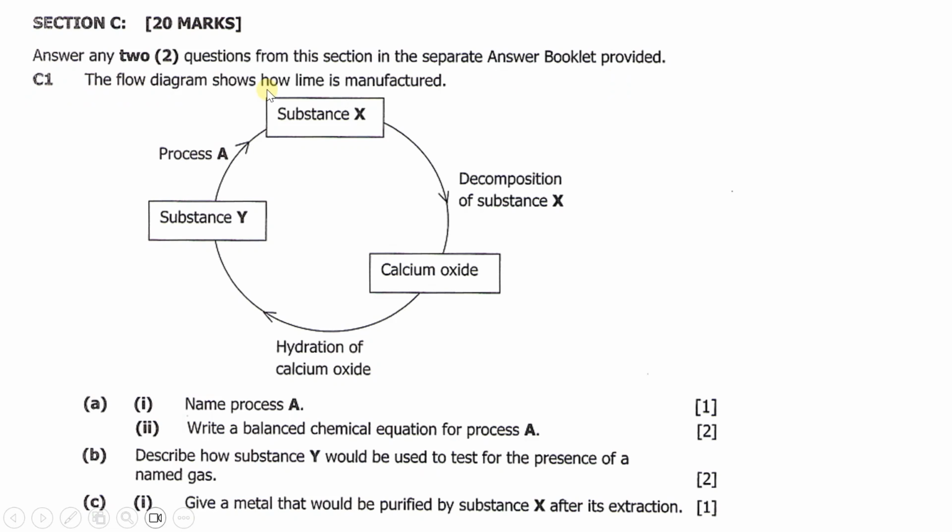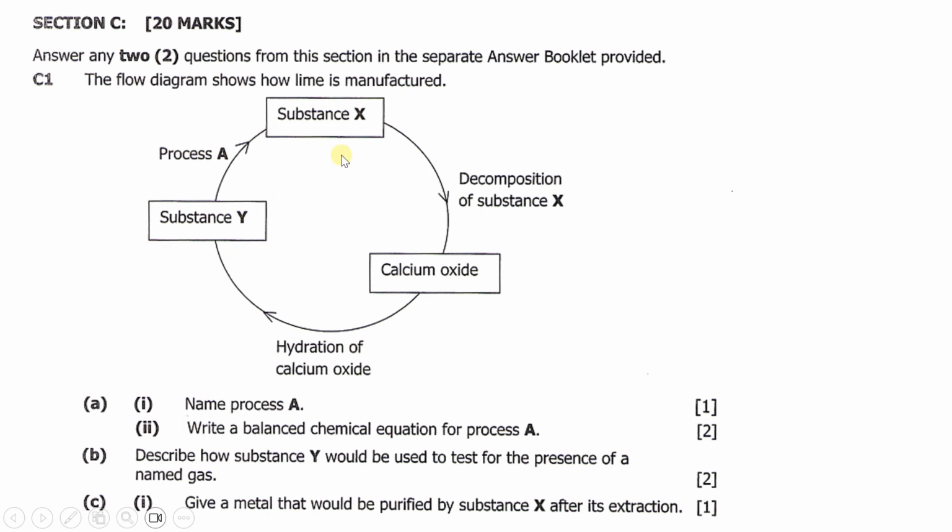C1, the flow diagram shows how lime is manufactured. Okay, this one I taught very well in my online tuitions, and I'm sure I predicted it in the last exam. So let's read. The diagram says the flow diagram shows how lime is manufactured.